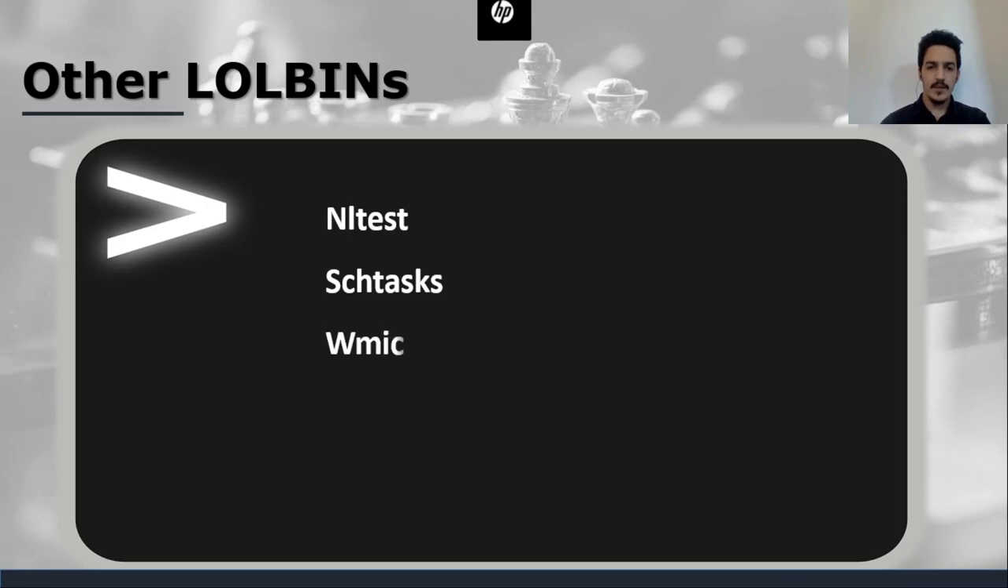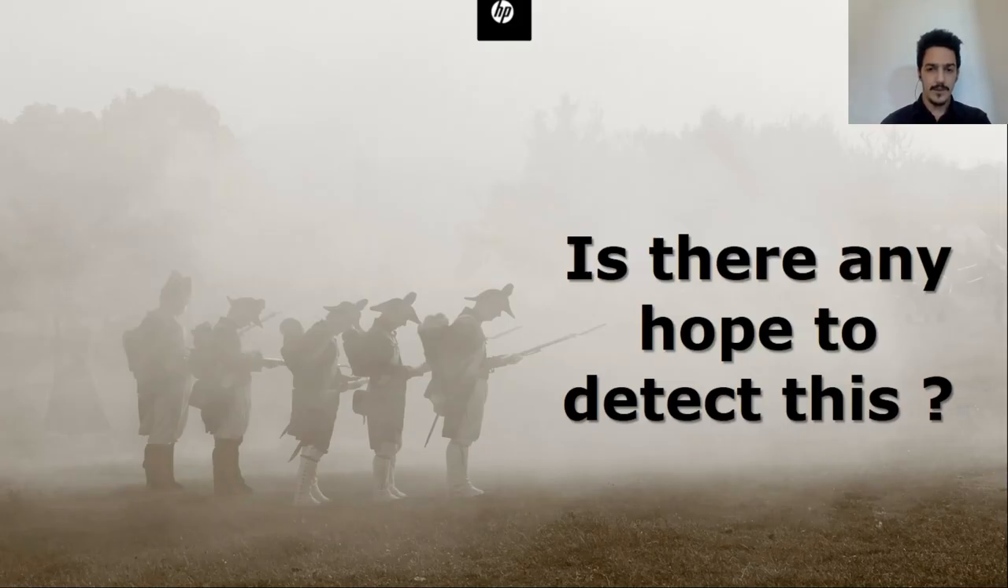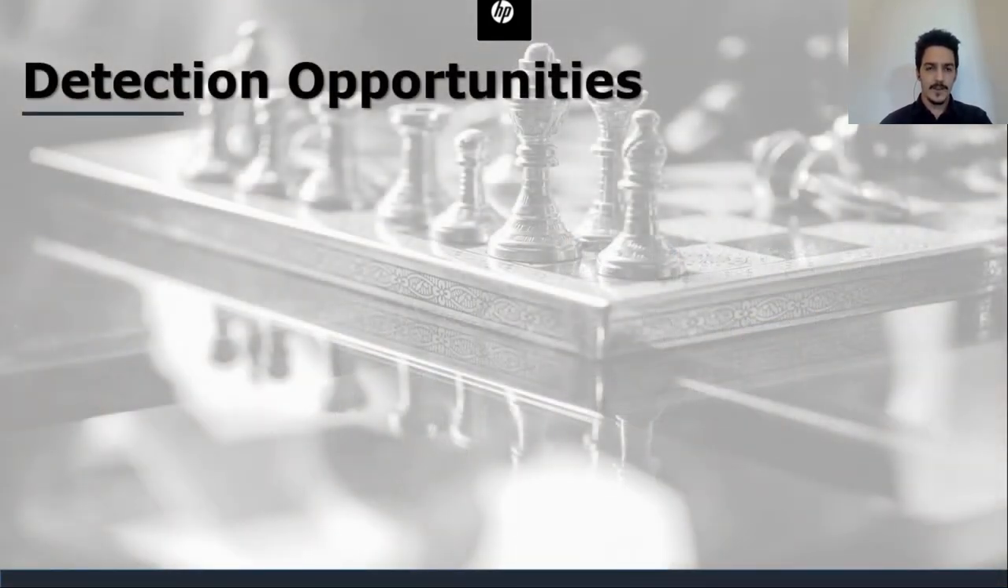So we've only taken a look at some brief usage of the LOLBins, but there are many more, as you can see in the following table, such as attrib, DLL host, icacls, and VSSAdmin. Now, one important question to ask, if you've been following all along, is: is there any hope to detect this, since the attackers are using the same utilities that the system administrators are using? Fortunately, there is. If you follow a couple of these pieces of advice, I can assure you that you will go far in detecting this kind of attack.